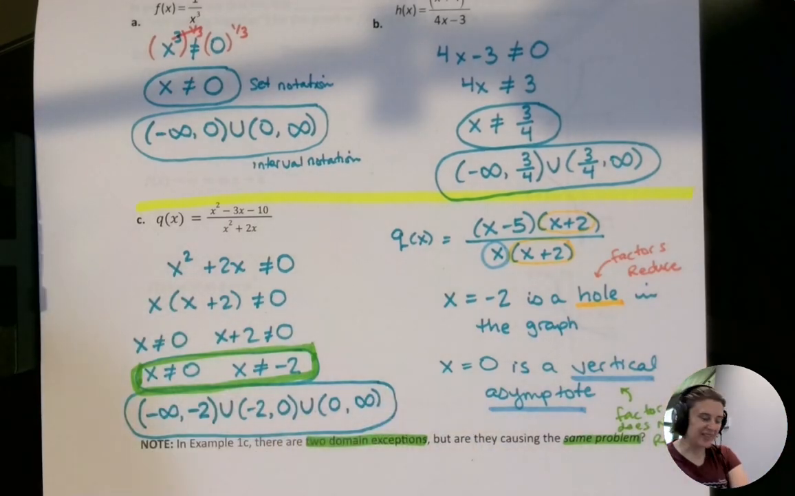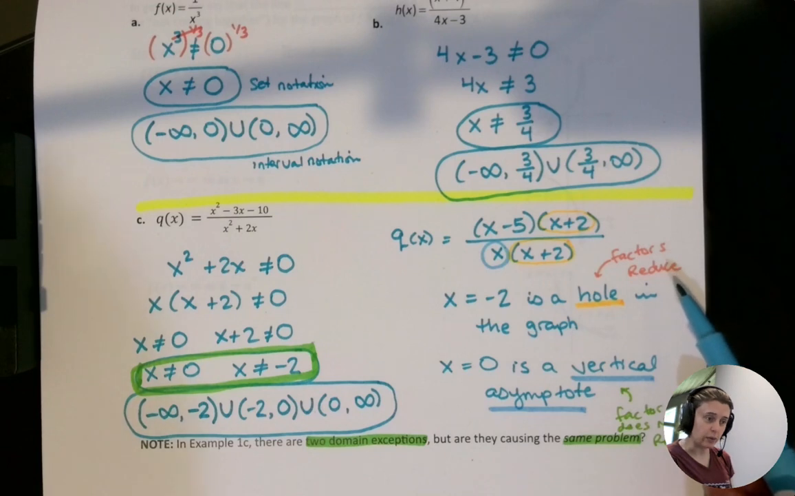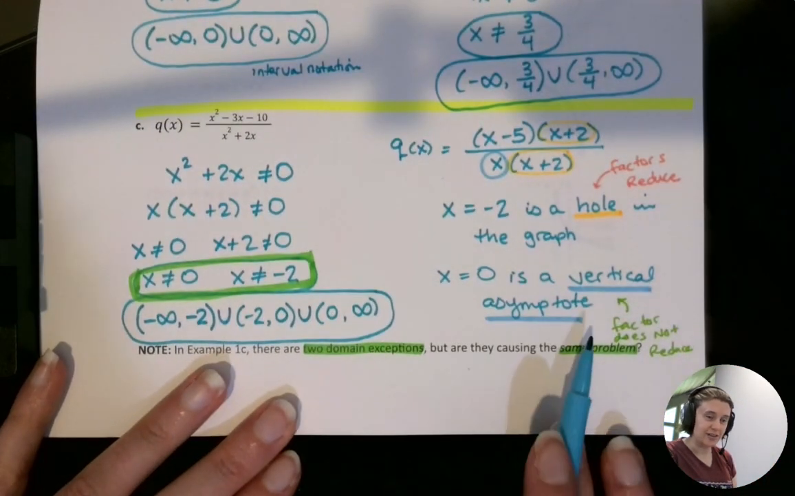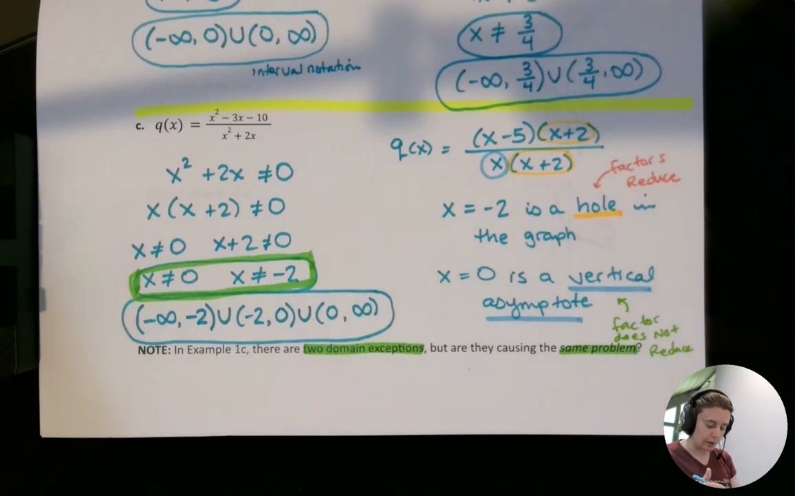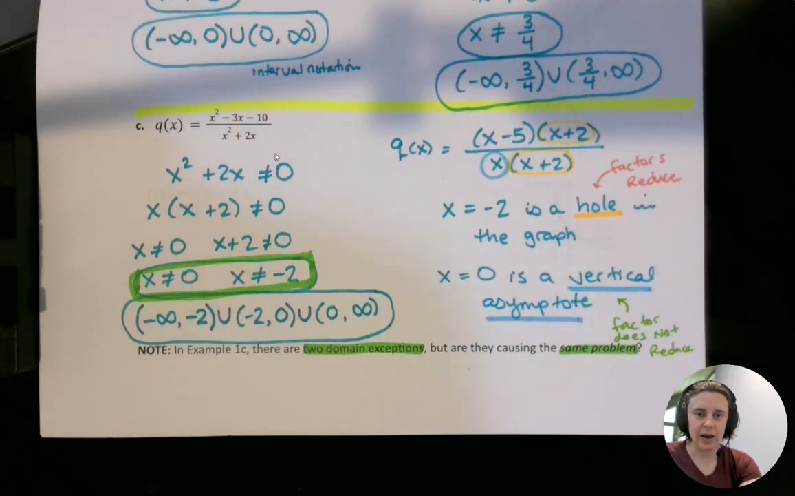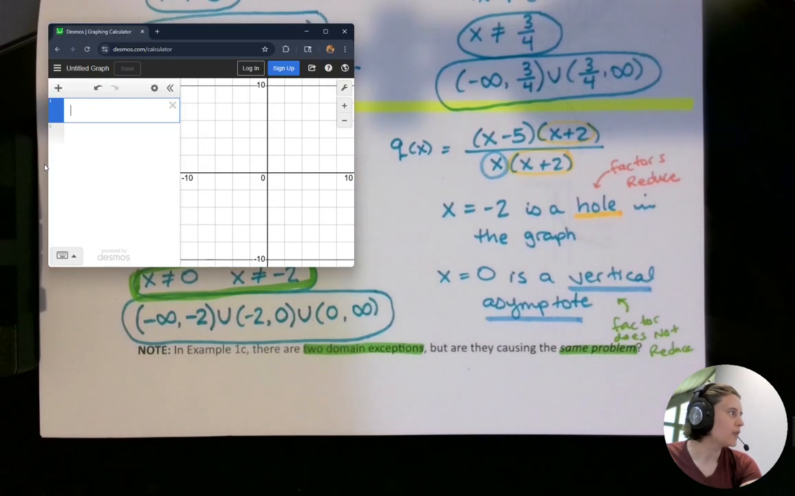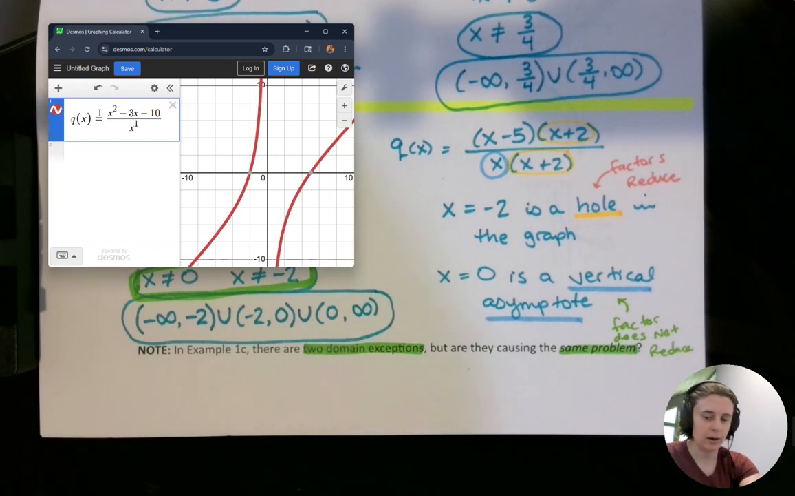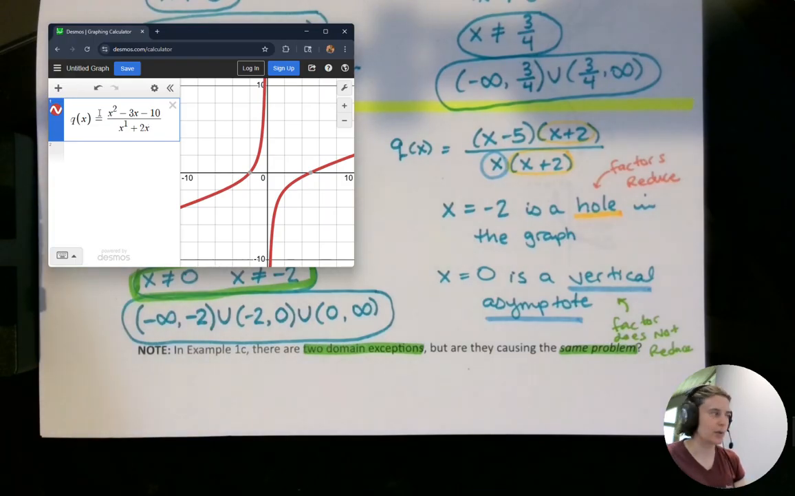Okay, this idea of reducing factors causing holes and factors that do not reduce causing vertical asymptotes is an idea that you're going to study some more in Calc 1. So we're just kind of looking at it right here as a little taste, little preview. And let's go ahead and graph this to confirm. Let me see, I've got a Desmos graph somewhere. Here we go. I want to graph the original function. So q of x here was the fraction x squared minus 3x minus 10 over x squared plus 2x. Oops, x squared, I mistyped that.